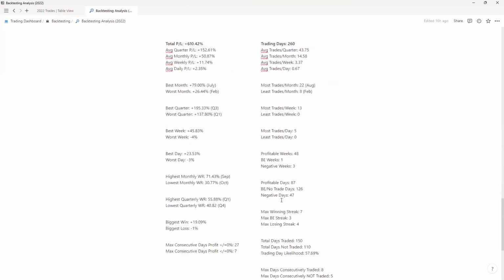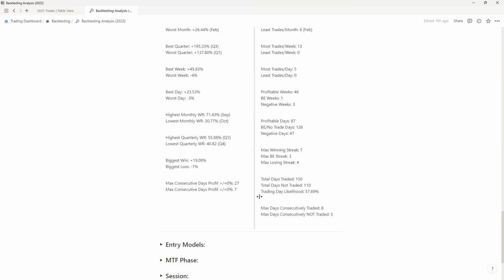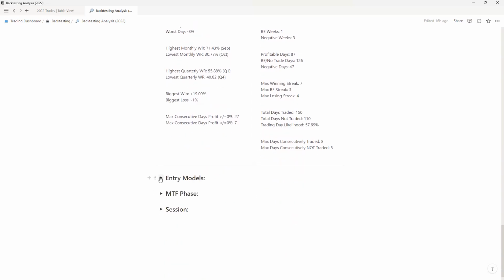And yeah, go through all of this, do the exact same thing. You're going to be able to see a lot of places where you have improved. And yeah, hopefully that will really give you the confidence in those refinements that you have made to your strategy. And then obviously you're going to want to go into more detail about your entry models and medium time frame phases.